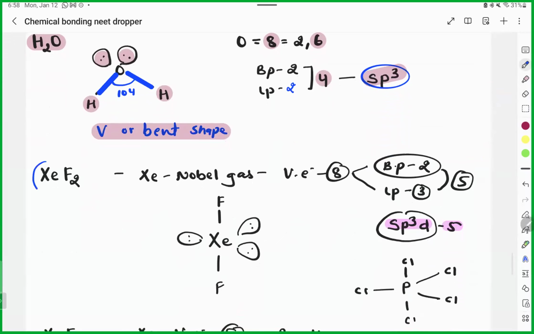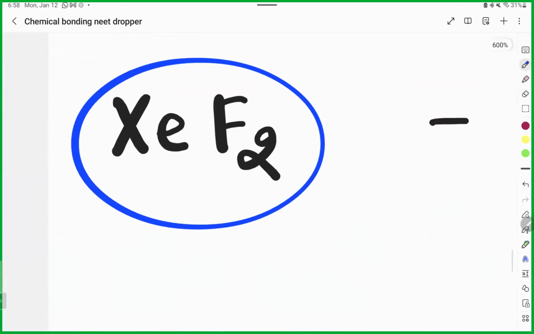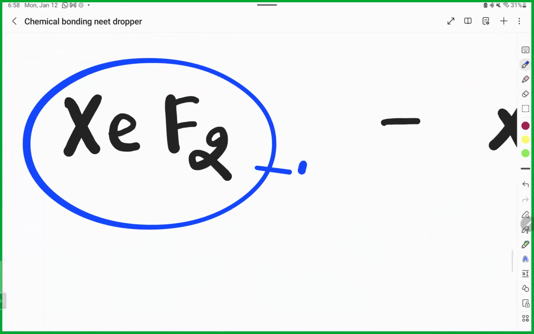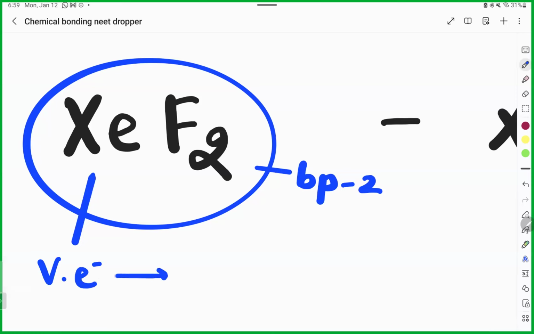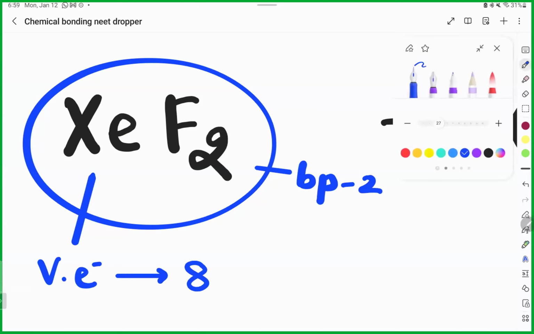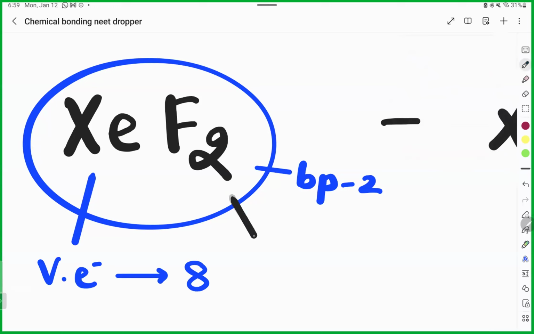Example in XeF2. Just looking at this molecule, you can at least say the bond pair will be 2. You don't know anything else, but you know bond pair is 2. And xenon is a noble gas, and in noble gas, the maximum valence electron can be 8. Maximum valence electron is 8. 2 are forming bond pair. What will be the number of lone pair?